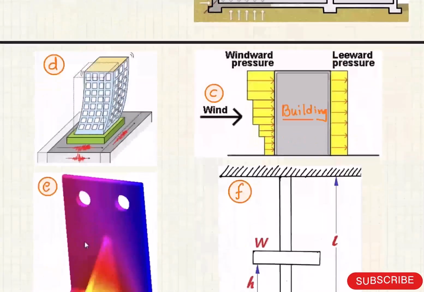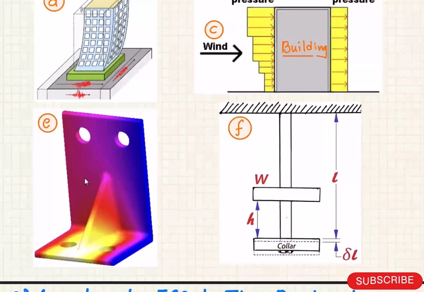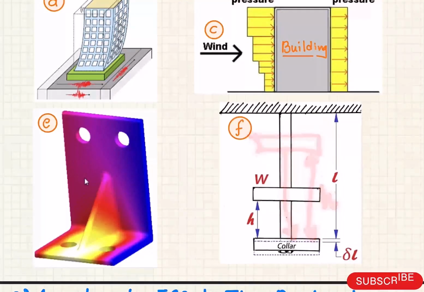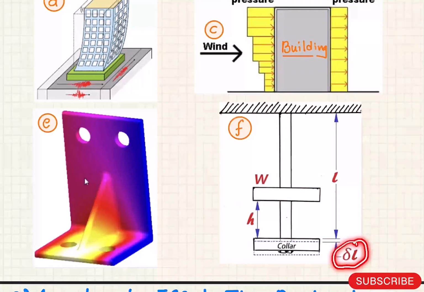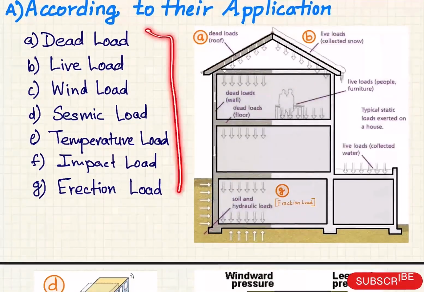Another one is the impact load. This figure all of you must have recognized. There is a shaft, this is a moving load on the shaft, and this is a collar of the shaft. H is the distance between the load and the collar, L is the length of the shaft, and delta L is the deflection in the shaft. When this load impacts the collar from a certain distance, which is called height, the shaft gets deflected, or you can say elongated, by this delta L length. So these are the different types of loads we have covered.